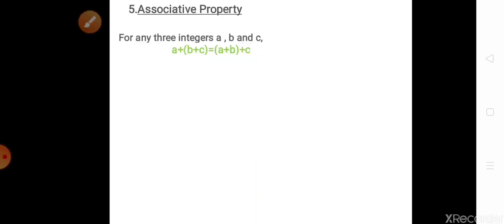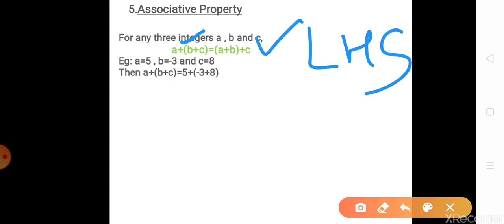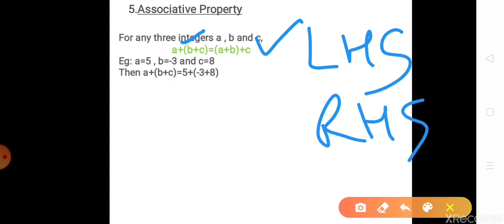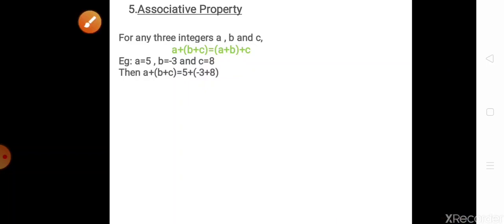Now again we will use an example to understand it in a better way. For example, we have a equal 5, b equal minus 3 and c equal 8. Although I am not writing left hand side and right hand side here because it's only an example, presume this to be the left hand side while this one to be the right hand side. So, we will first deal with the left hand side. a plus bracket b plus c will give you 5 plus 5, which is equal to 10.